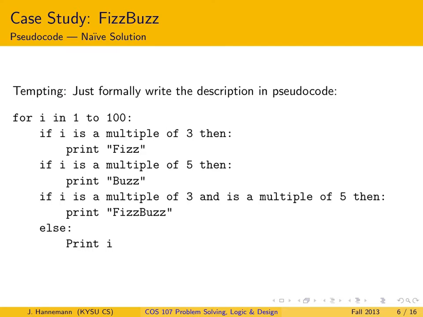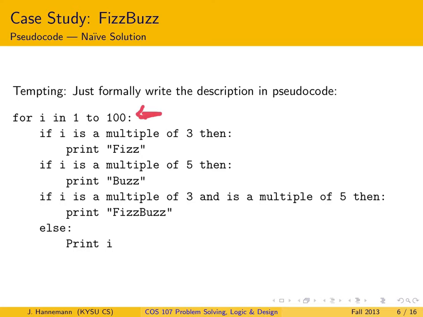So we have this iteration up here that says we iterate over a range of numbers from 1 to 100, and the individual number then, of course, is stored in the variable I. And then we'll just write if I is a multiple of 3, then we print Fizz. If I is a multiple of 5, then print Buzz. If I is a multiple of 3 and a multiple of 5, then we print FizzBuzz. And else we print the variable itself.